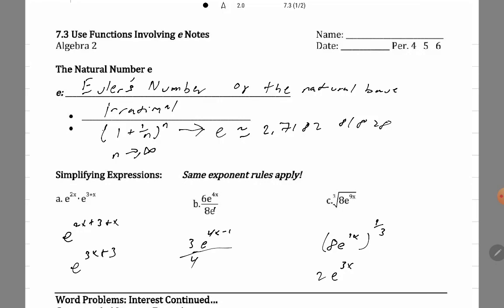Okay. So just remember, e is 2.7 and so on. Just use it like a variable, like any other number. It's just a new number. Instead of 2, it's e.